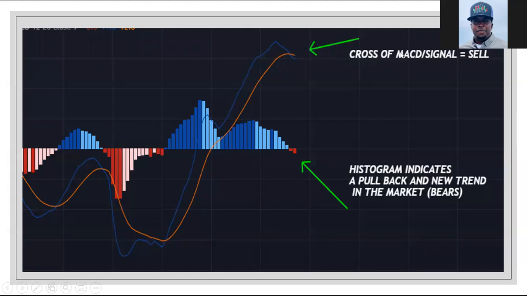So look at here. We have the cross of the blue and the yellow or orange, the MACD and the signal for a sell. Type 2 in the chat if we see that. When we come into that sell, we're going to look down to our histogram. And we want to see those bears actually starting to get in. And we see these bears. So now that we see these bears, it's indicating that the bears are going to start taking over.